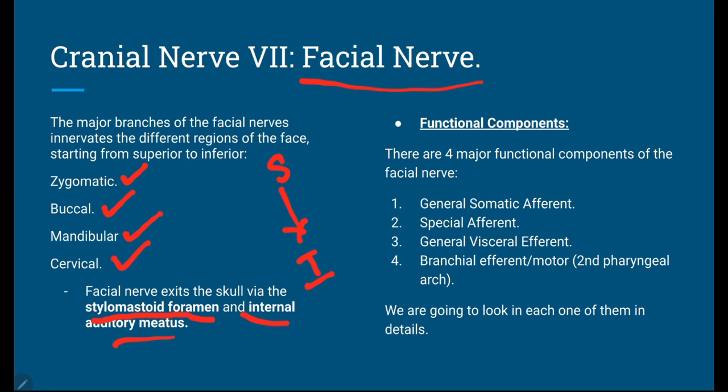Functional component: there are 4 functional components of the facial nerve, and that includes the general somatic afferent, special afferent, general visceral efferent, and the branchial efferent or motor branches, which basically provide the innervation to the muscles of the second pharyngeal arch during embryonic development. So we are going to look into each one of them in detail now.